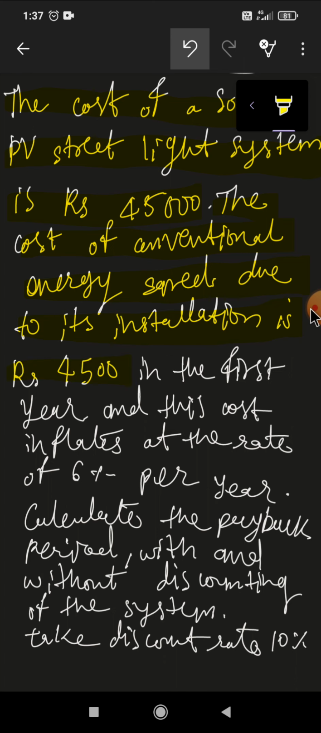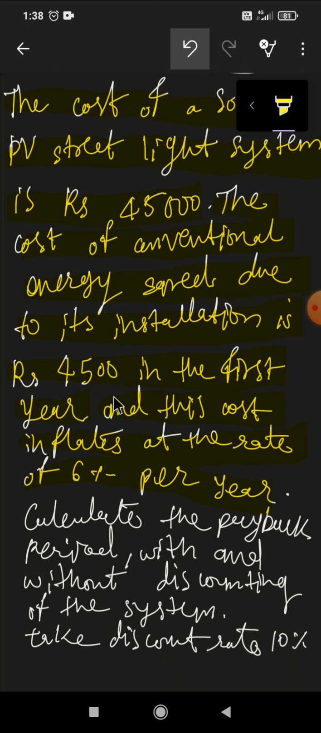So what is it saying? 4500 in the first year. So instead of a conventional energy street light, we are using photovoltaic, that is a solar street light. So in the first year it is saving around 4500 rupees, and this cost inflates at the rate of 6% per year.